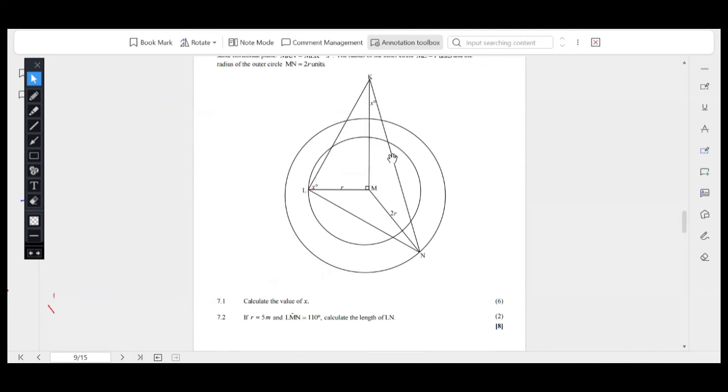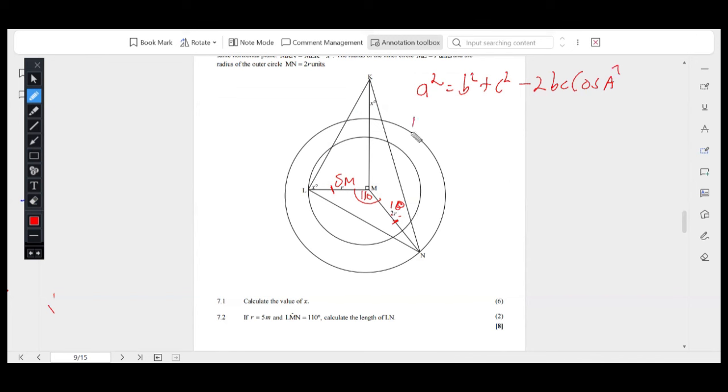Then 7.2, they say if R is equal to 5 meters. So R now they give us that it's 5 meters, that means 2 times 5 is 10 here. Then LMN is 110 degrees, and then calculate the size of LN. Now, looking at this, we can tell that this is cosine rule because we have a side, a side, and an angle in between. So whenever you have that, you know that you have to use the cosine rule, which goes, this is LN squared will be equal to, so remember the original one is coming from a squared equals b squared plus c squared minus 2bc cos A. So we are going to do that.